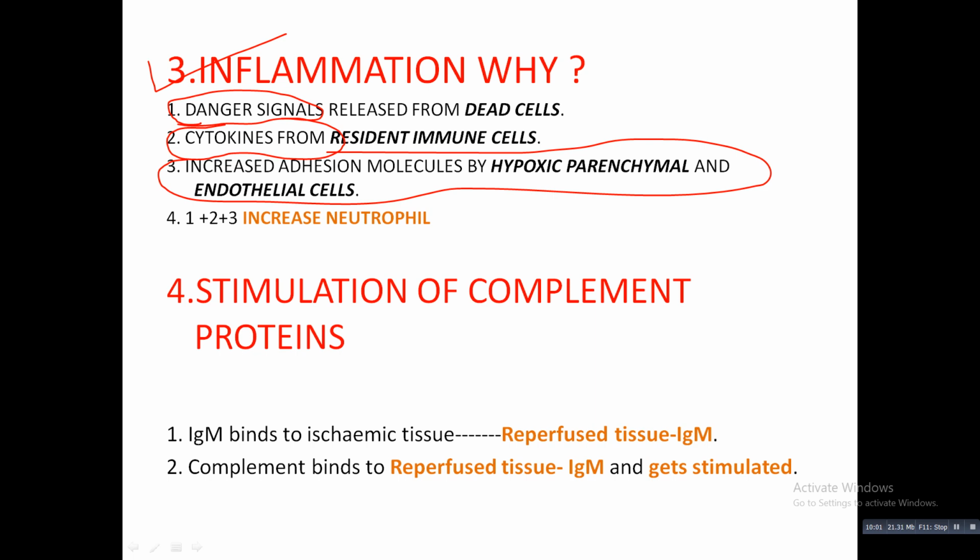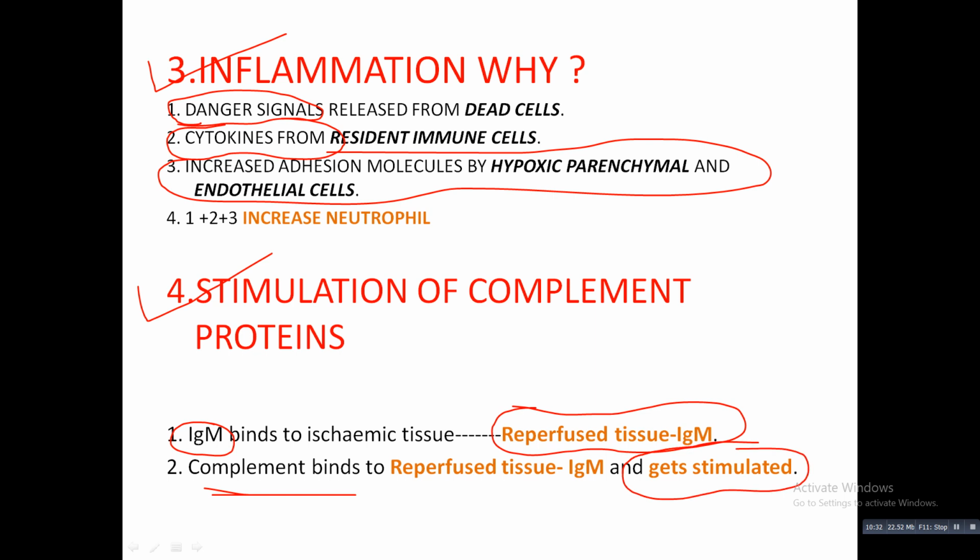Lastly, number four is stimulation of complement proteins. This is very interesting. Let us see. What happens at the site of ischemia? Antibody IgM goes and binds to the ischemic tissue. Once that part is reperfused, the reperfused tissue bound to IgM stimulates the complement. Once the complement gets activated, it leads to complement mediated injury to the ischemic part, which also accounts for ischemic reperfusion injury. With this, we complete ischemic reperfusion injury.